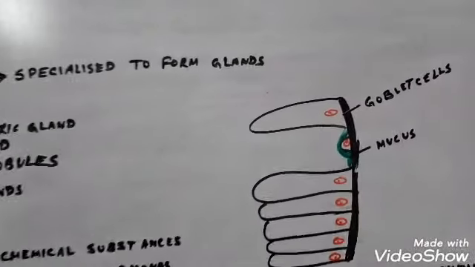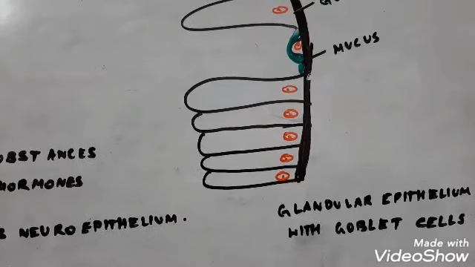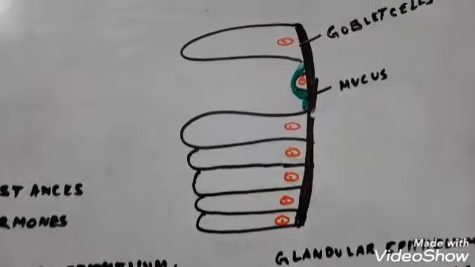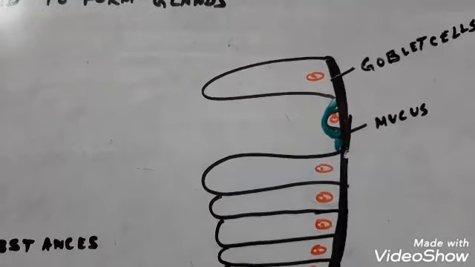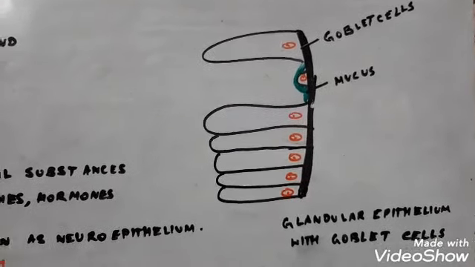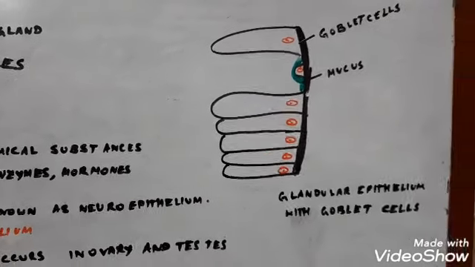Next you can see the picture. This is the diagram that shows the glandular epithelium with the goblet cells present in our small intestine. You know, goblet cells release mucus. Mucus helps in the lubrication of the wall of the intestine. So this is the modification of the epithelial tissue, the glandular epithelium in the small intestine.